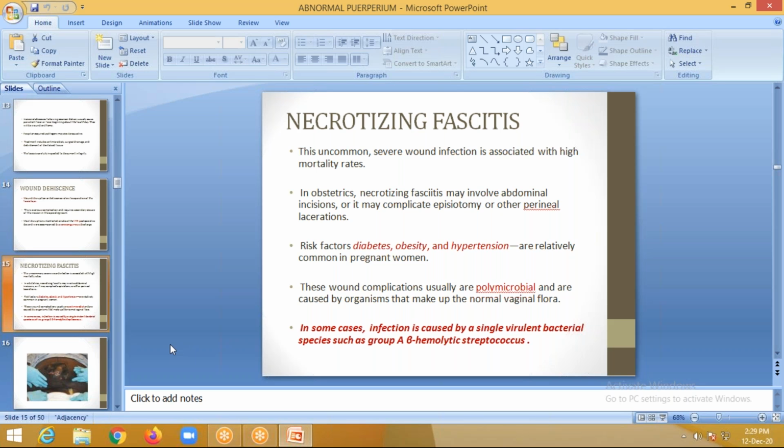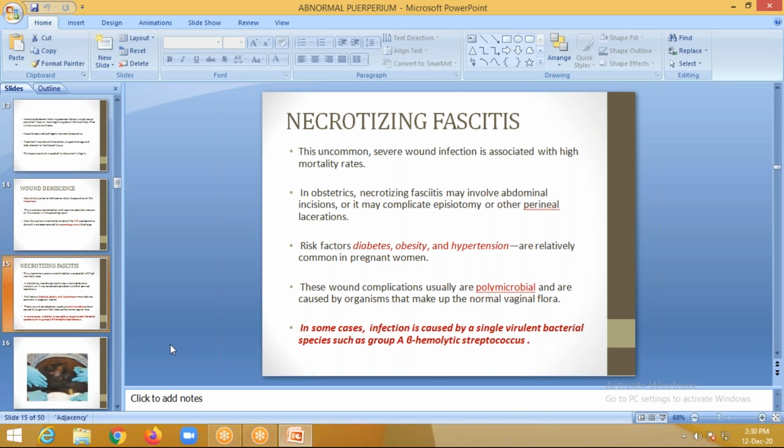Next one is necrotizing fasciitis. This is relatively less common nowadays. This is a severe wound infection associated with a high mortality rate. In obstetrics, necrotizing fasciitis may involve the abdominal incision, or it may complicate episiotomy or other perineal lacerations. Risk factors of diabetes, obesity, and hypertension are relatively common in pregnant women. These wound complications usually are polymicrobial and are caused by organisms that make up the normal vaginal flora. So most of the uterine infections and wound infections are caused by normal vaginal flora.